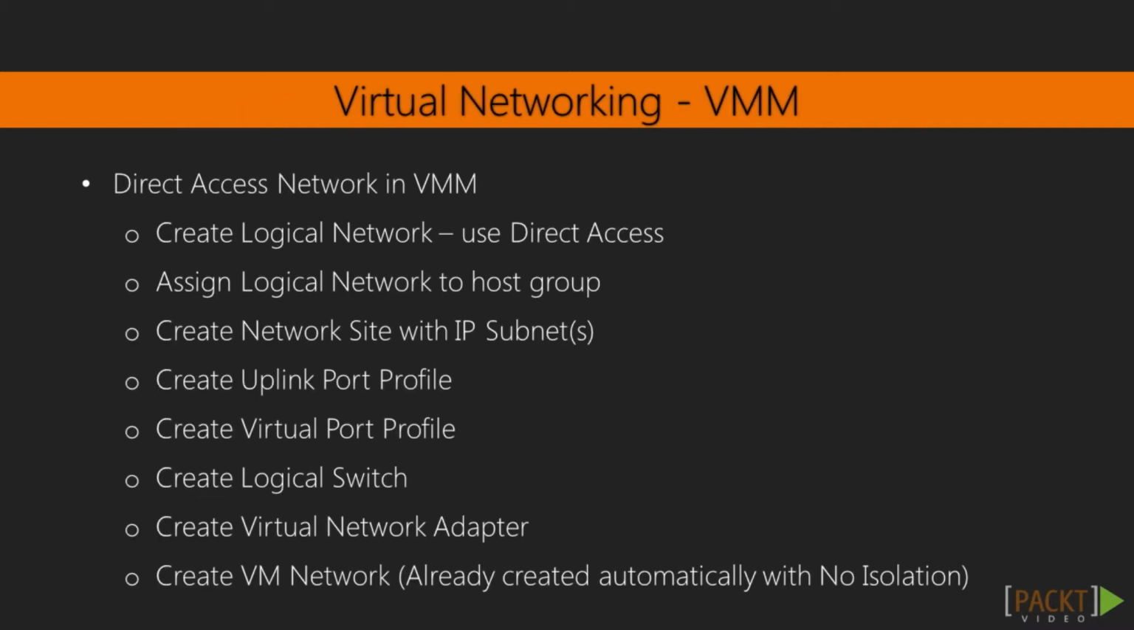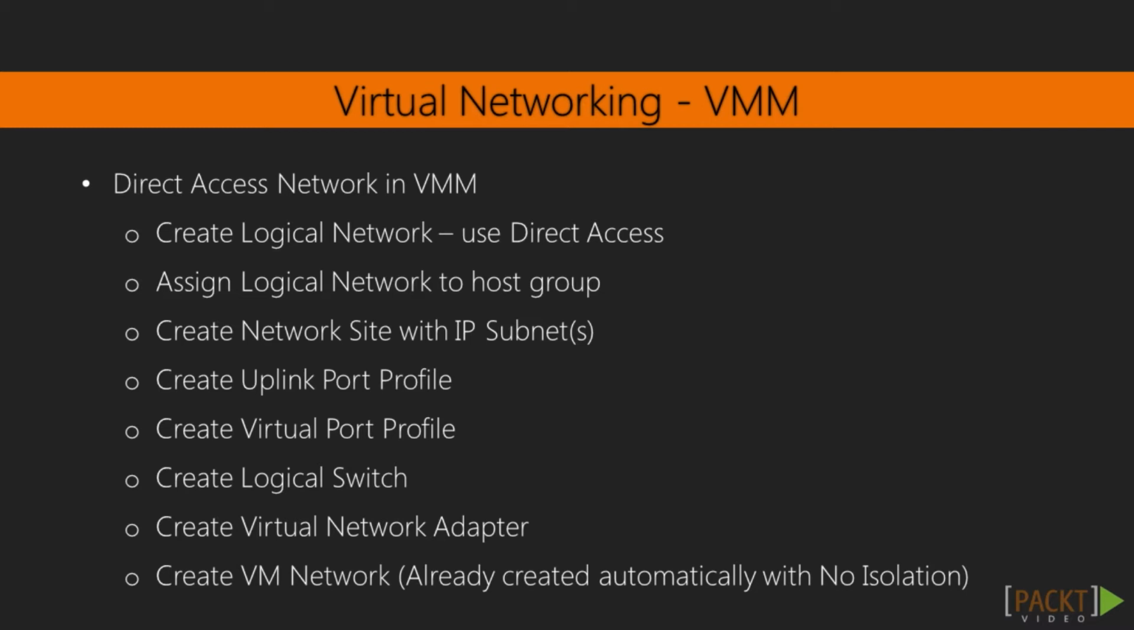VMM uses the concept of logical networks to group and manage resources. A logical network is a user-defined grouping of IP subnets, IP address pools, and VLANs that are abstracted from the physical hardware. To create a direct access network in VMM, you need to follow these steps in order. First, you create a logical network, and here is where that little nuance is that we mentioned in the beginning of this section. When you create a logical network, you need to specifically tell it that it will be used for a direct access type of network.